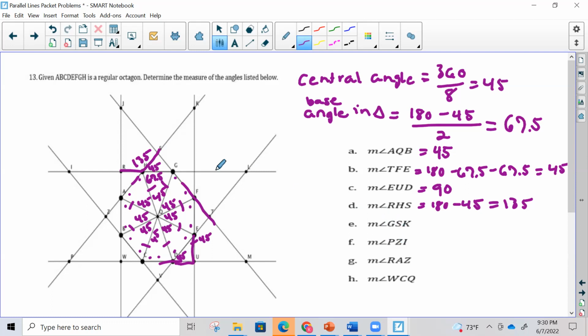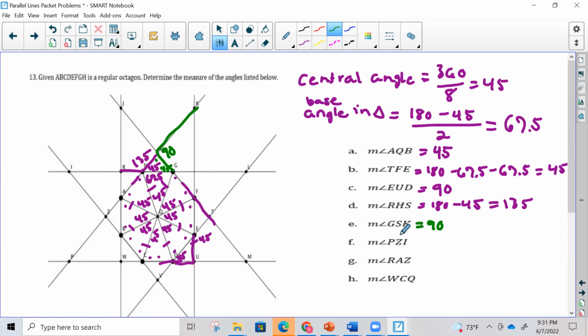Okay, so then we have angle GSK. Okay, so GSK is here. So this is 45. On this side, it's kind of always symmetric. This angle is also going to be 45. So if we have 45, 45, that's 90. 180 minus 90, this is going to be 90. And so therefore, this is also going to be 90. Sorry, this diagram is so hard. It's really hard to write all these angle measures in.